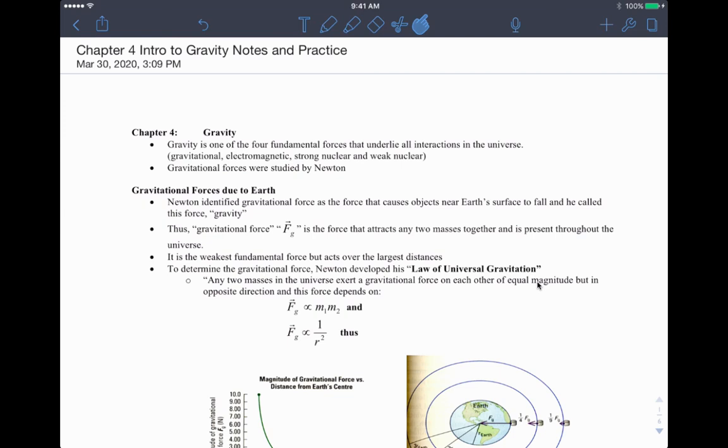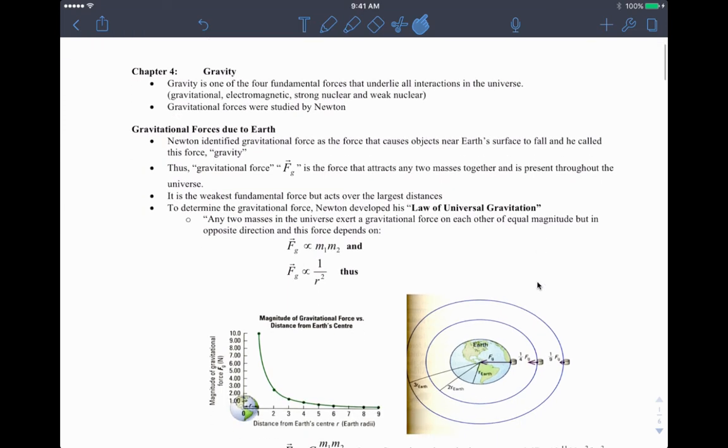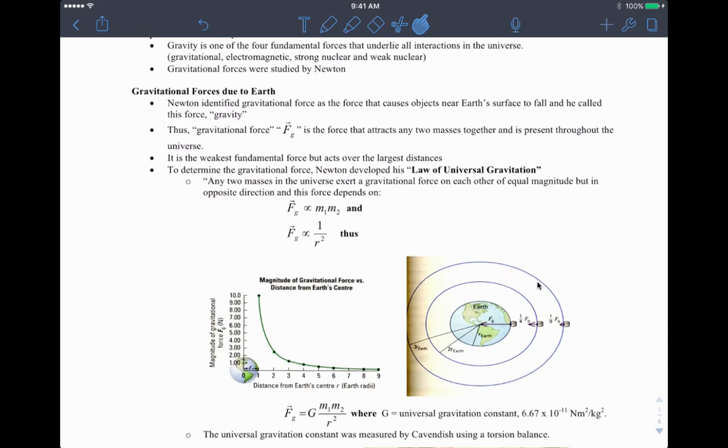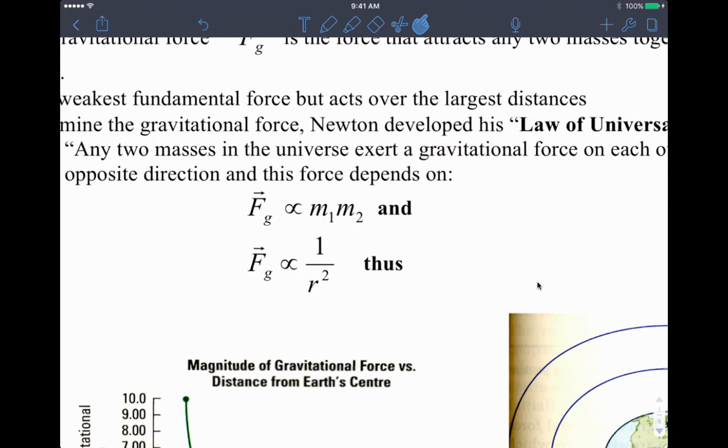So Newton developed what became known as the law of universal gravitation, and it's based on these two things. The force due to gravity is proportional to that. I'll write that off to the side. It's actually the Greek letter alpha, which means varies as or is proportional to. Sometimes you'll see that in some of the questions, this little symbol right there.